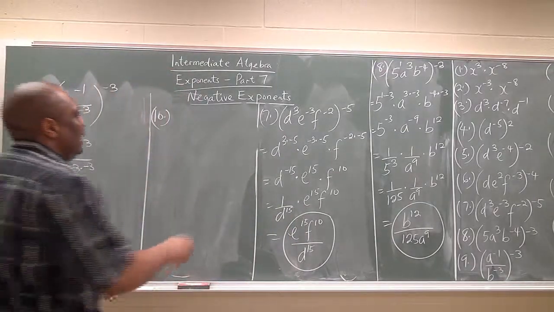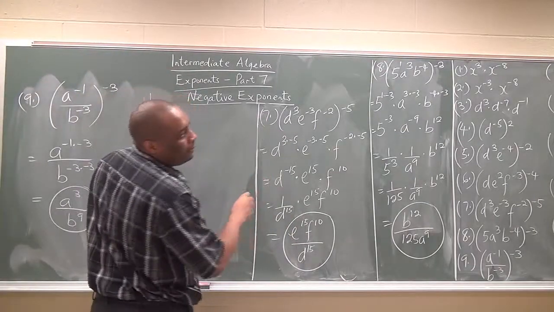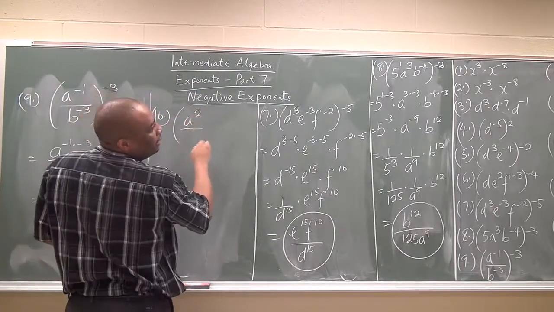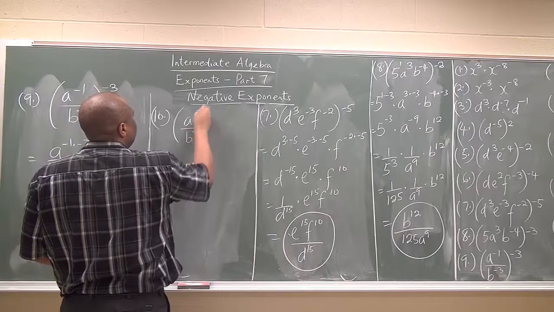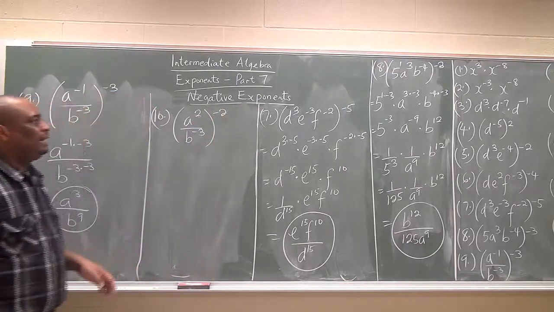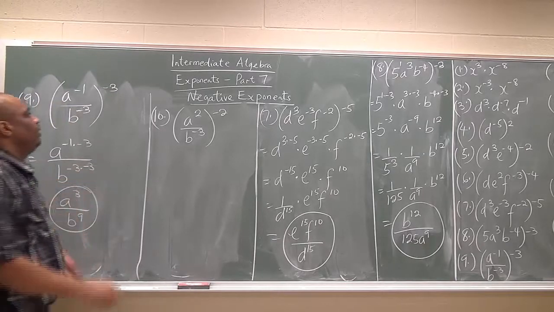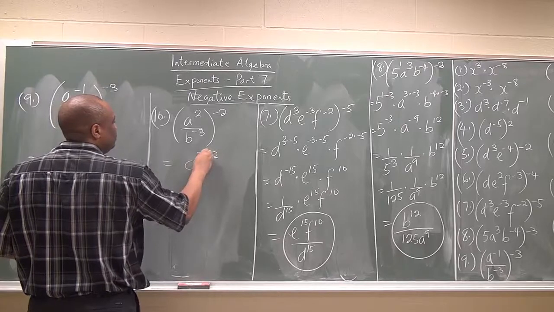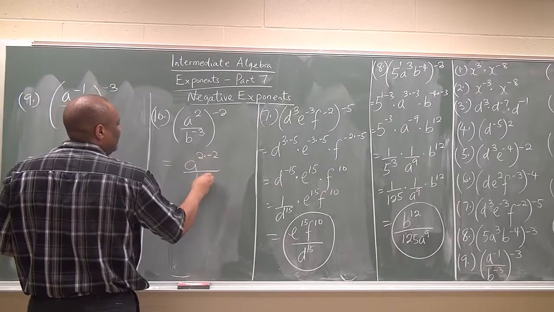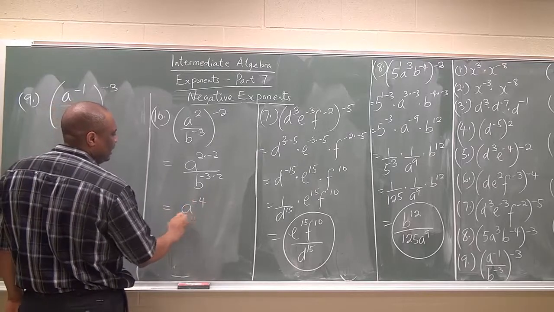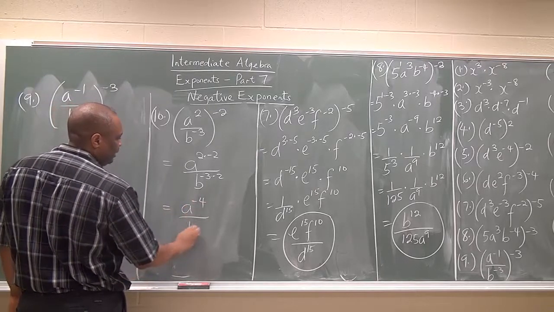Okay. Question 9. Question 10: A squared over B to the exponent negative 3, then all of them to exponent negative 2. Okay, we dissociate that. This is A, 2 times negative 2, over B, negative 3 times negative 2. So this will give us A exponent negative 4 over B exponent 6.